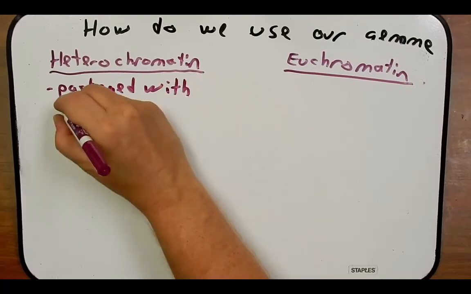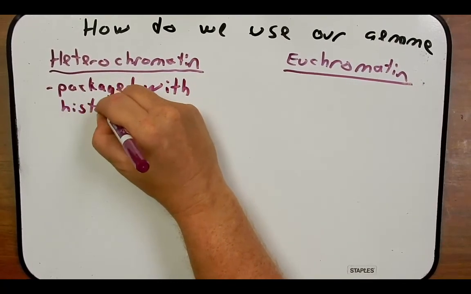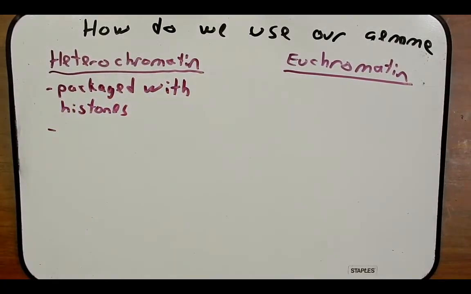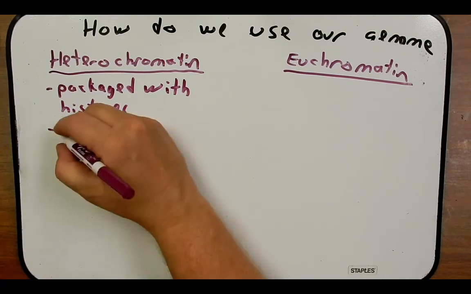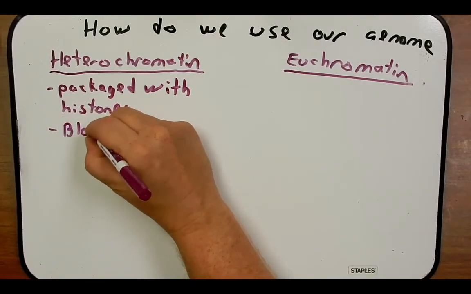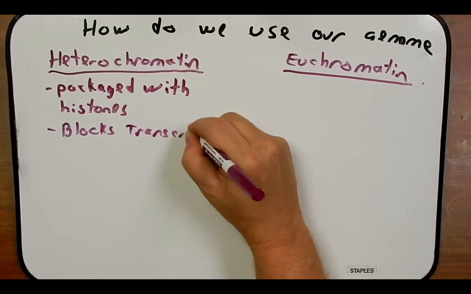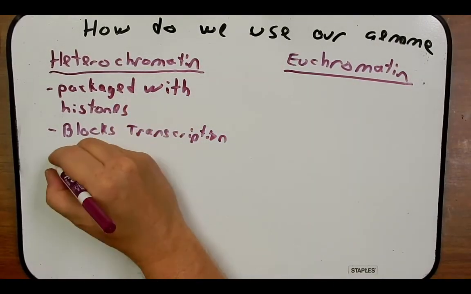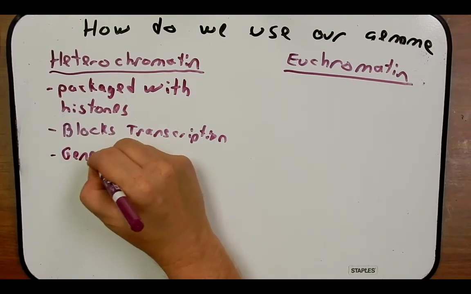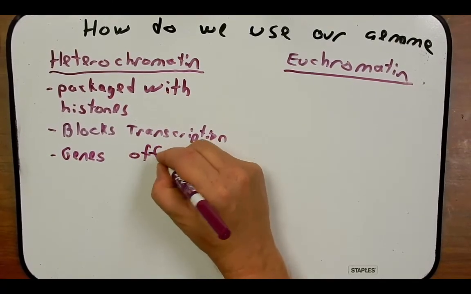Heterochromatin we can think of as packaged with histones, and this packaging with the histones blocks transcription. Genes in heterochromatin would be off, turned off.